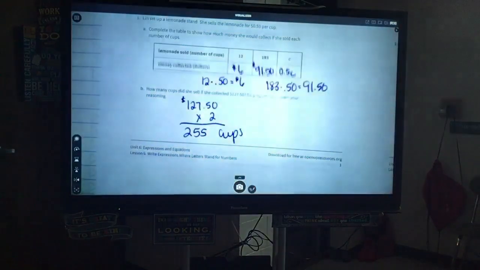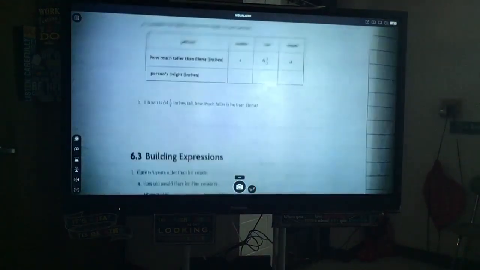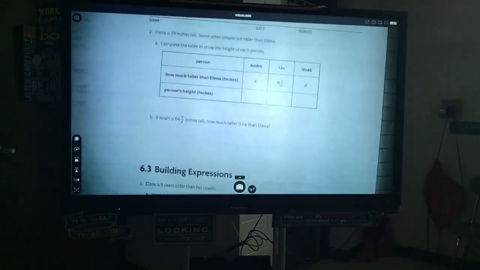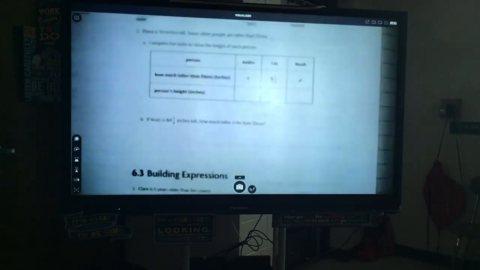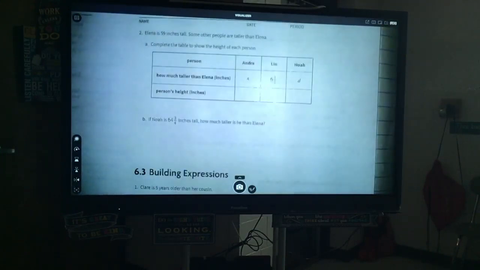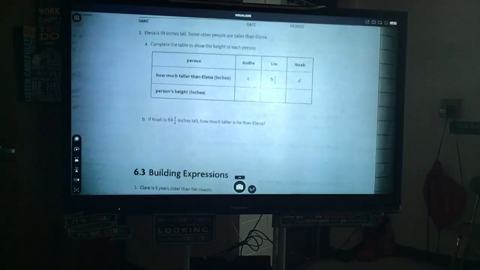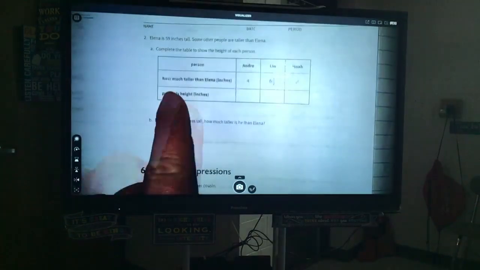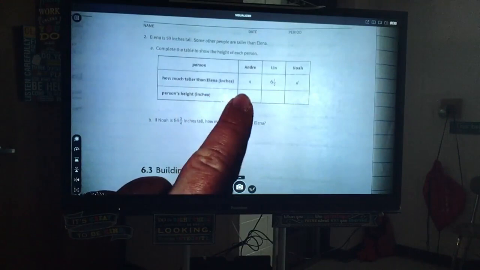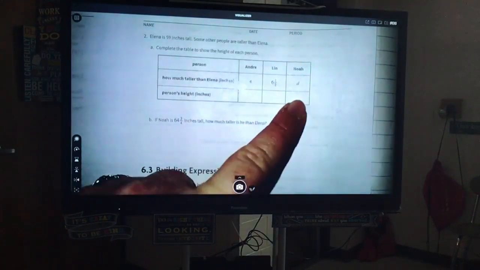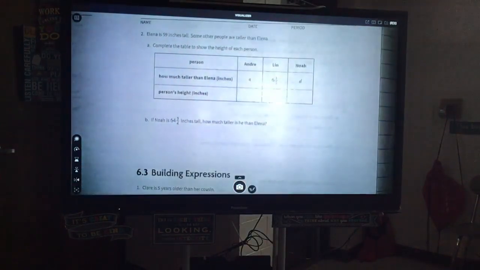All right. Slide over to the next chart. It says Elena is 59 inches tall. Some other people are taller than Elena. Complete the table to show the height of each person. All right. So the top row is how much taller than Elena. So we have 4, 6.5, and an unknown number. And then the person's height. So what are we gonna do to solve this chart?